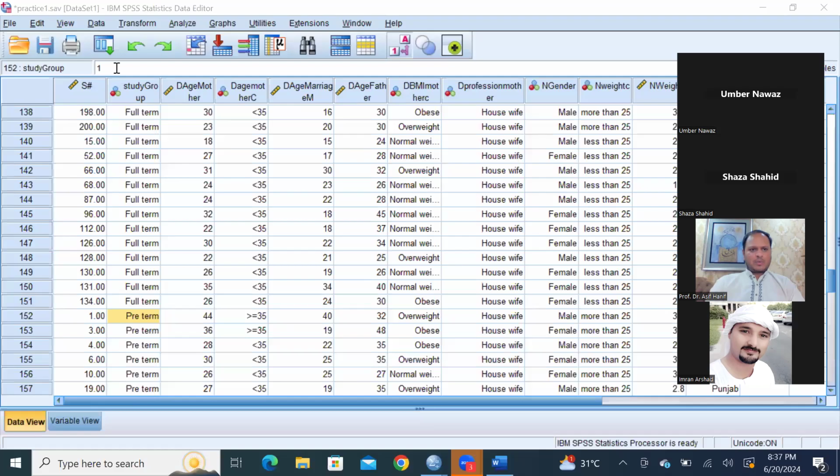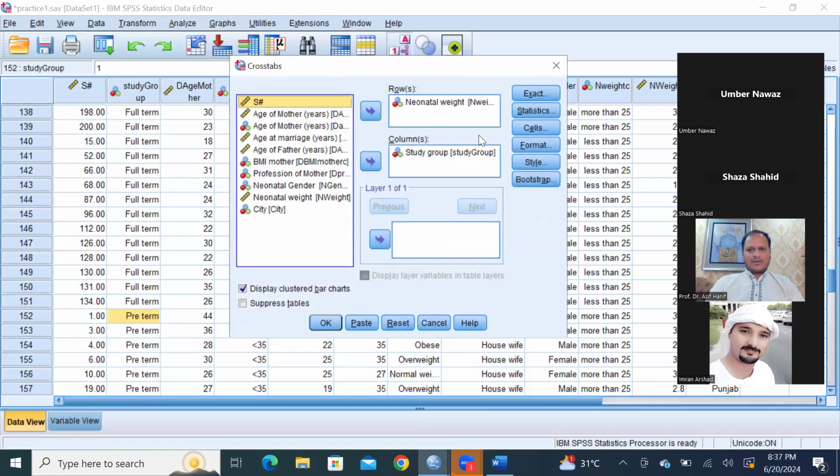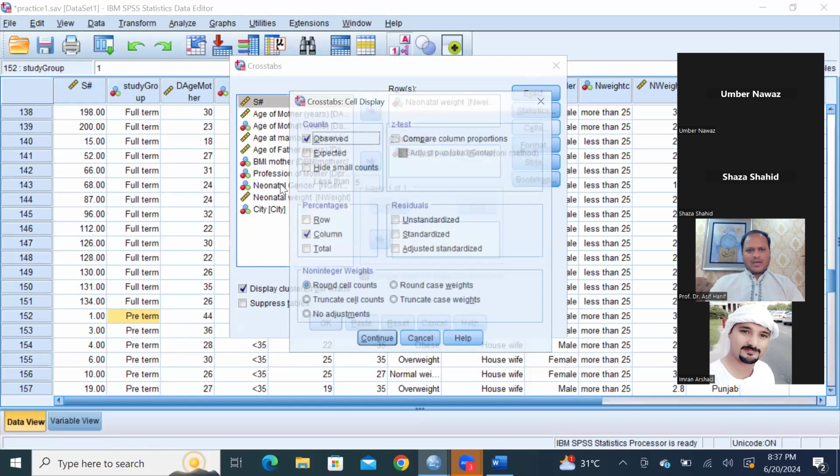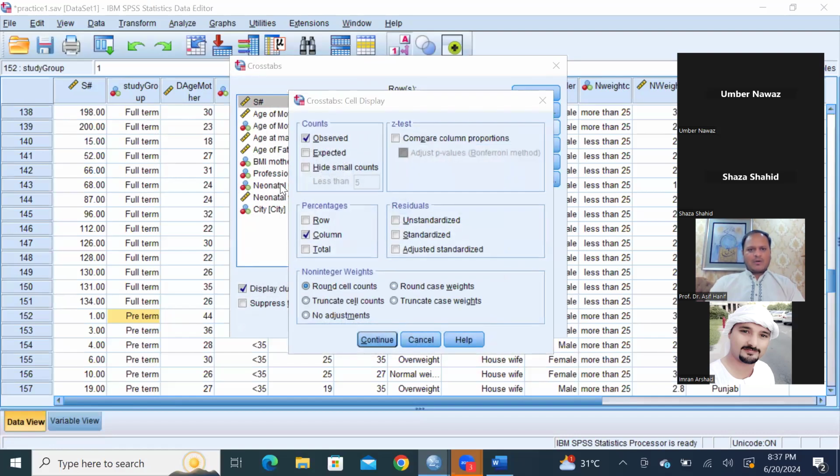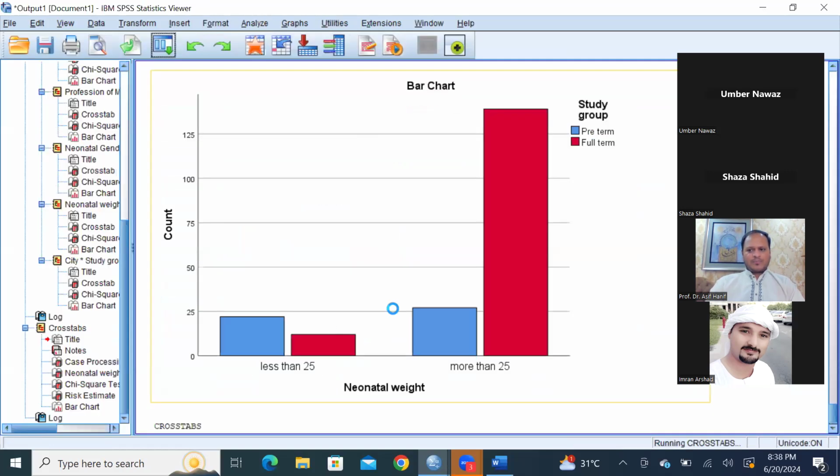Do you know how to calculate expected count? No, sir. Okay, let me tell you how to calculate expected count. It's basically mathematical steps, but our SPSS can calculate expected count as well. If I go to cross tab again, cells, from where I calculated my percentages, here is observed and expected. If I press expected, just continue, just okay.